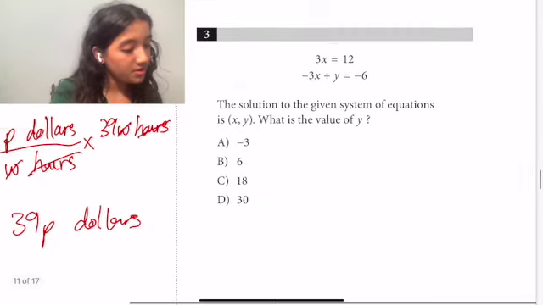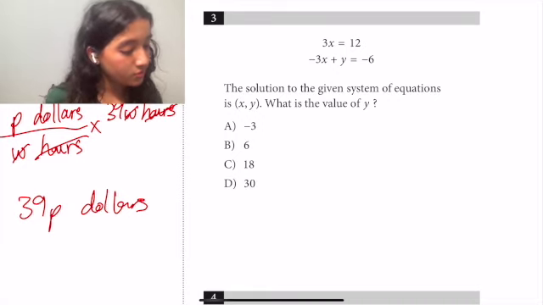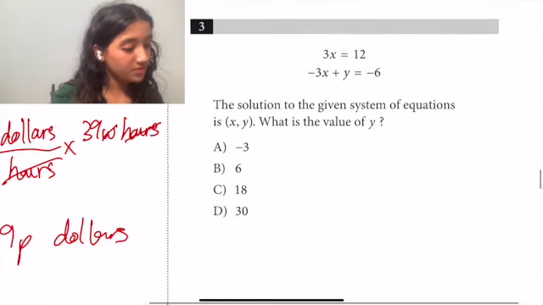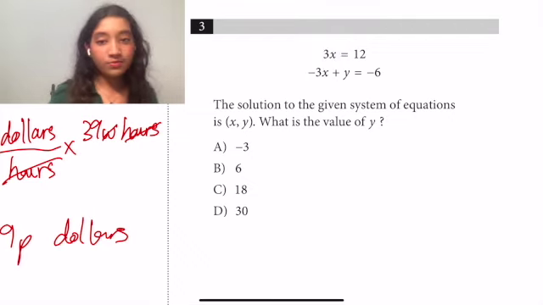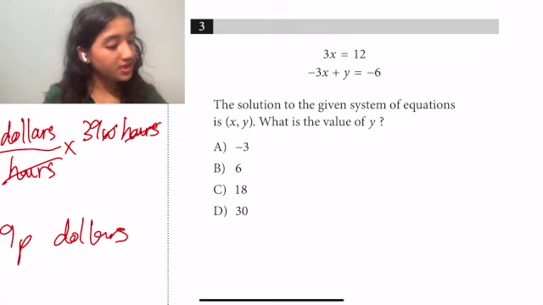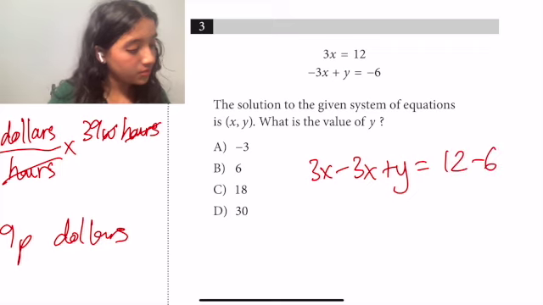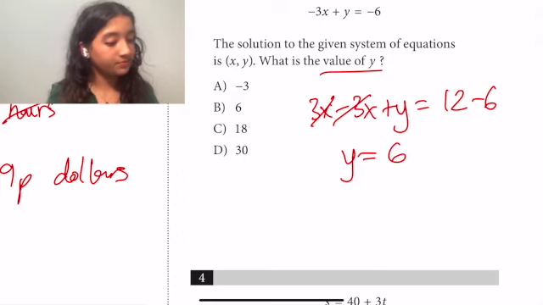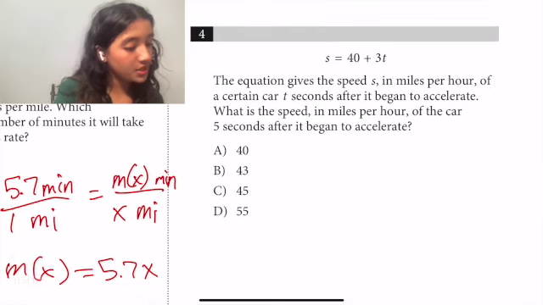Moving on to question 3, the solution to the given system of equations is x, y. What is the value of y? So we just want to find the solution to this system of equations. And we see a 3x and a negative 3x, so it would be very convenient to use elimination in this case. So if we add these two equations, we get that 3x minus 3x plus y is equal to 12 minus 6. So the 3x and the negative 3x cancel out, and that means that y is equal to 6, and that's all it's asking for. So that's option B.